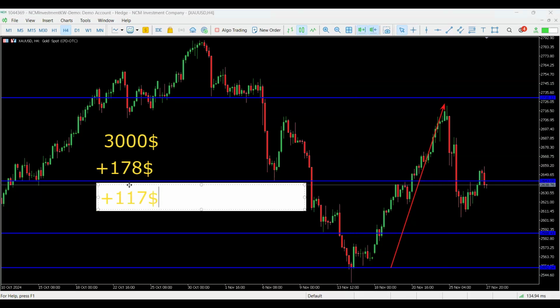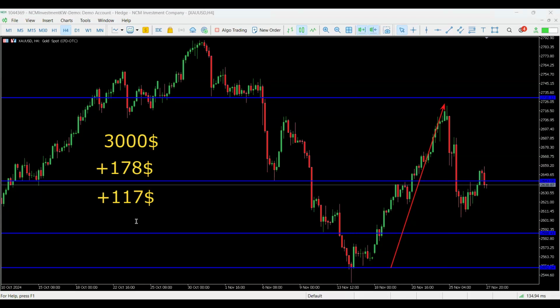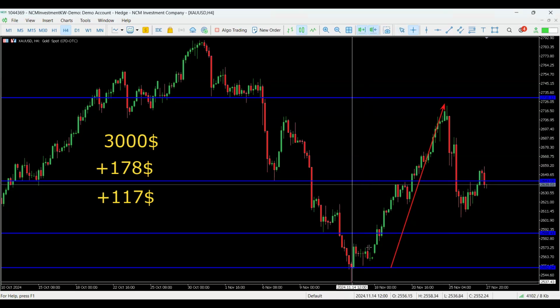$117. Let's say I only took 2 trades, for example. What's the total? It's around 386. Okay, but what was the duration? What was the duration of this whole move for it to correct?